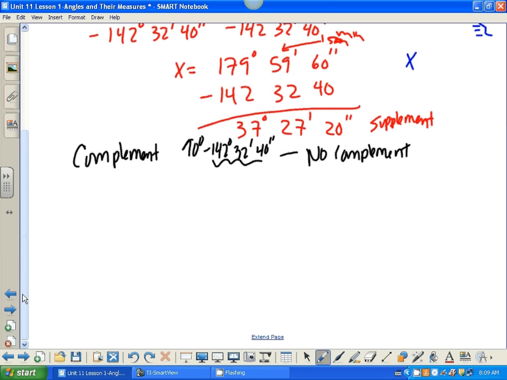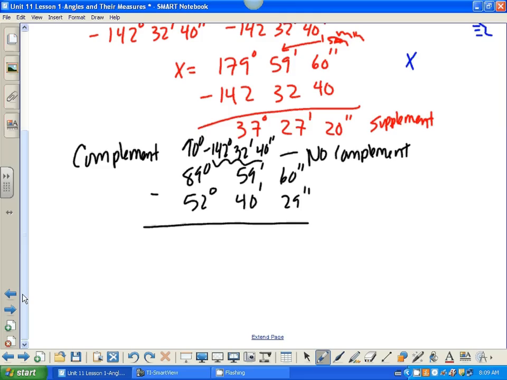Just for your knowledge, if there was one, like if I wanted you to find the complement of 52 degrees, 40 minutes, 29 seconds, then we would take that away from 90. And we can rewrite 90 as 89 degrees, 59 minutes, 60 seconds, and I would subtract. So this is going to give me 31 seconds, this is going to give me 19 minutes, and this is going to give me 38 degrees. So this would be the complement of an angle that is 52 degrees, 40 minutes, 29 seconds.